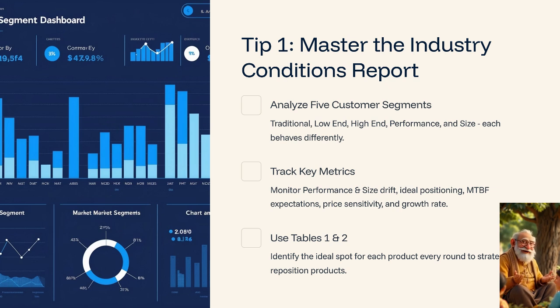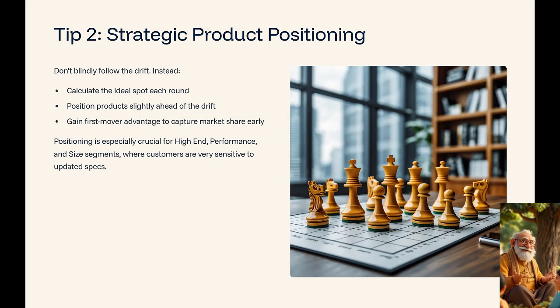Use Table 1 and Table 2 from the Industry Conditions Report to identify the ideal spot for each product every round. Knowing the direction of the segment drift, which moves a little every round, helps you strategically reposition your products with the right performance, size, and MTBF updates. Pro tip: use a pre-made Excel tool to automate the R&D settings each round by inputting the ideal performance/size coordinates and desired MTBF levels.